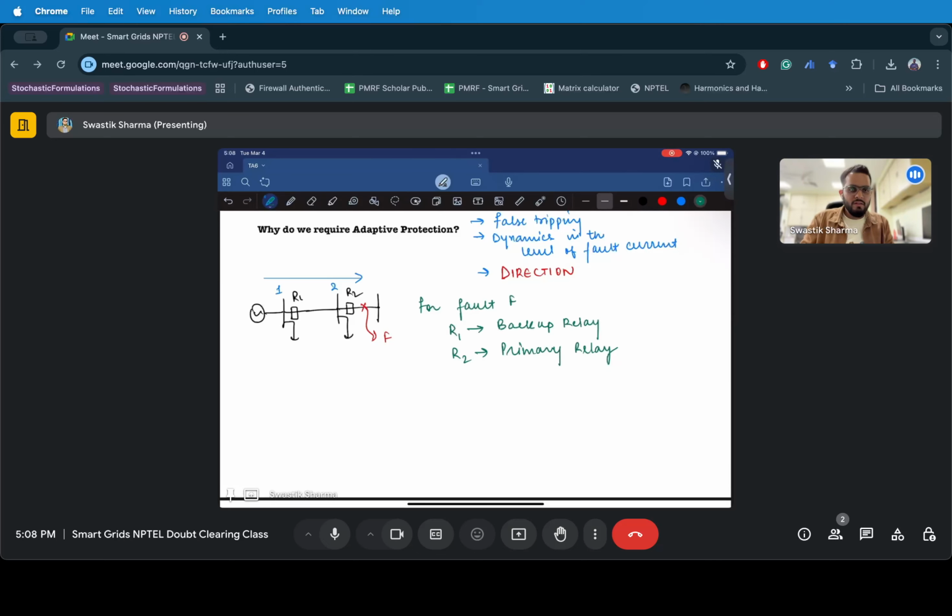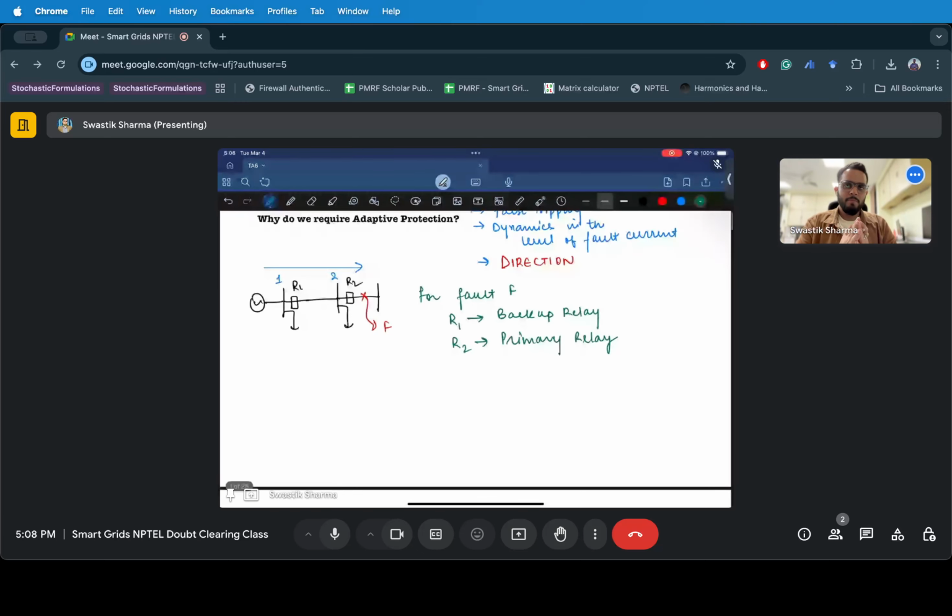Right, so for this fault F, I want my relay 2 to trip first. And if this fault is still not cleared, if the condition is not averted, I want my relay 1 to trip. So that is how the redundancy is ensured in the system, right? By having backup relays. Now, how do I know? Let's assume that relay 2 has not tripped. How can I assure that now relay 1 should trip?